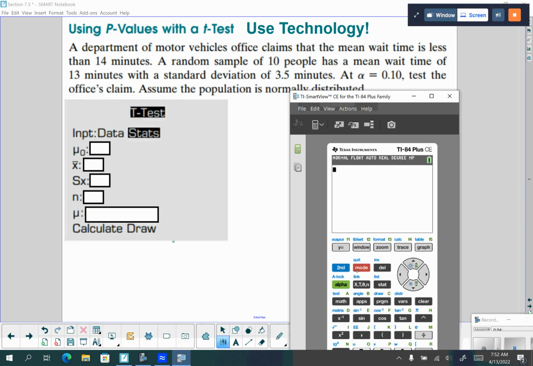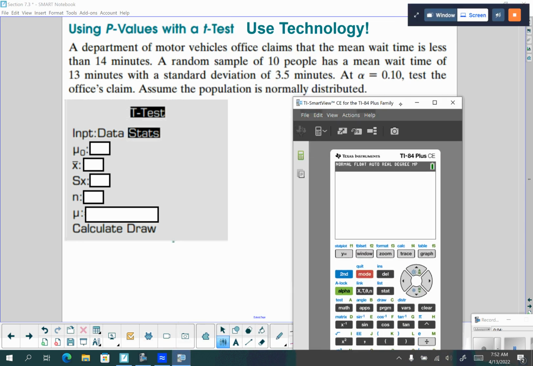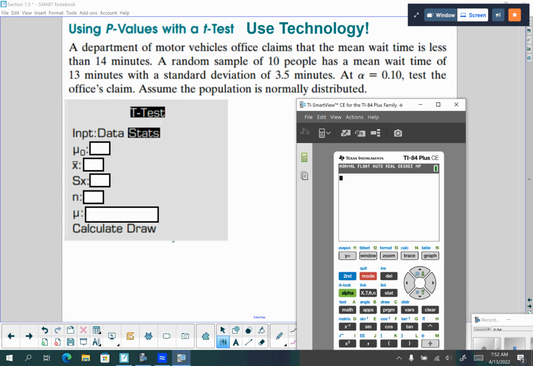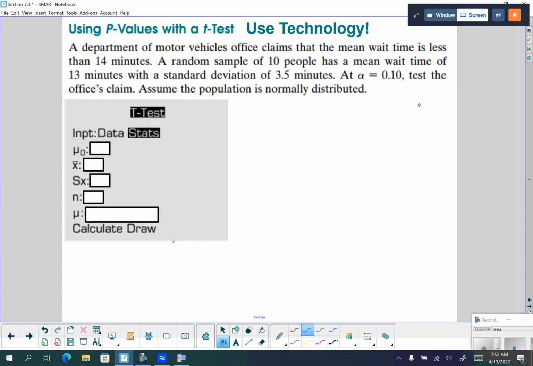So what we're going to do, let's kind of run through this problem real quick, and I'm going to fill in on the side there what all my variables are, and then we'll go to the calculator and type it in. So it says Department of Motor Vehicles office claims that the mean wait time is less than 14 minutes. A random sample of 10 people has a mean wait time of 13 minutes with a standard deviation of 3.5 minutes. At a level of significance of 0.1, test the office's claim. Assume the population is normally distributed.